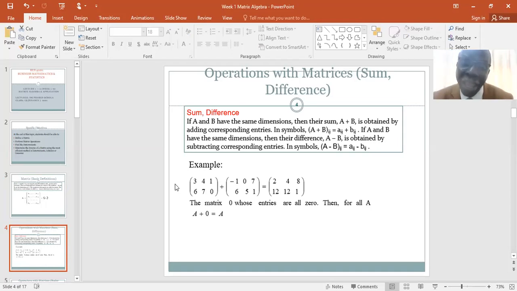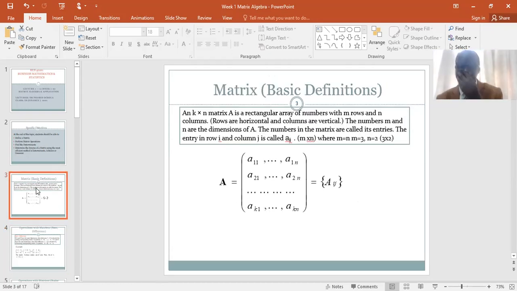Remember, these elements are aligned by row and aligned by column. So if this was A, A11 will be 3, A12 will be 4, A13 will be 1, A21 will be 6, A22 will be 7, A23 will be 0. So that's an example of a rectangular matrix. When M is not equal to N, the number of rows is not equal to the number of columns, it is a rectangular matrix.